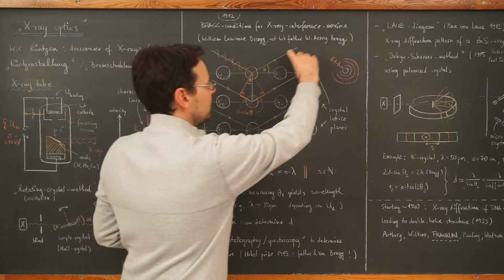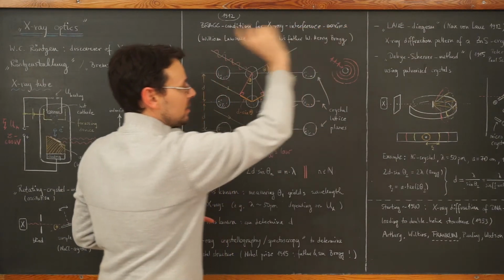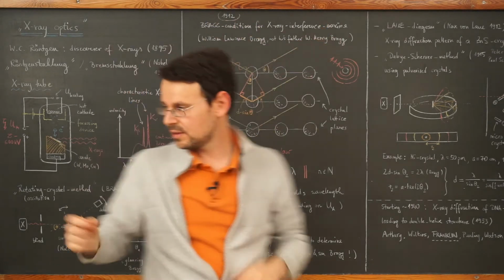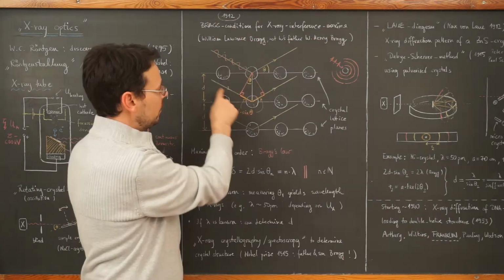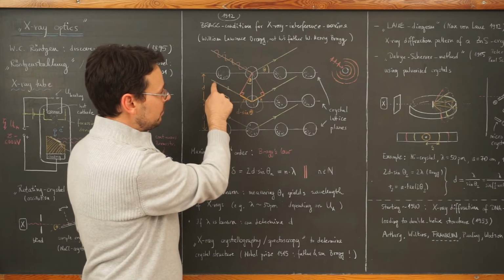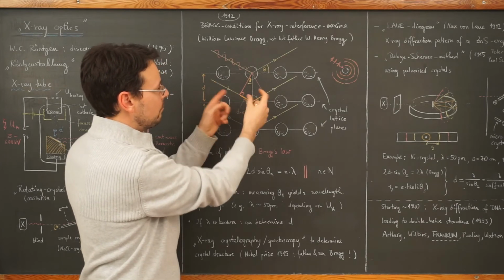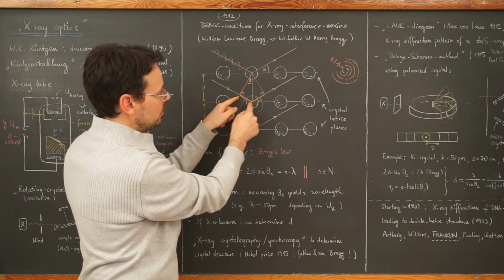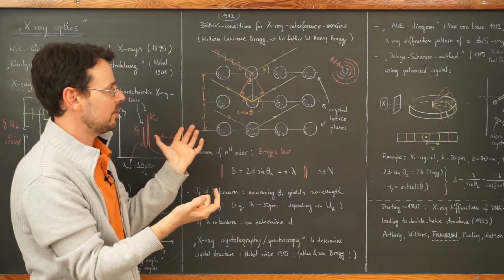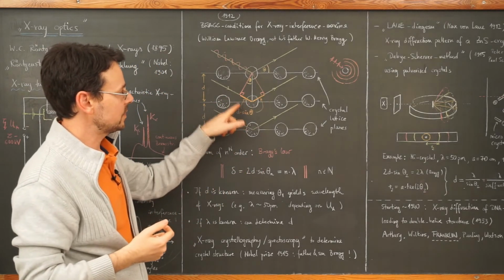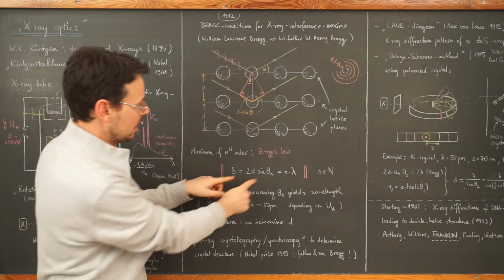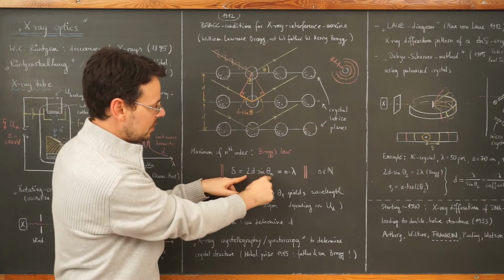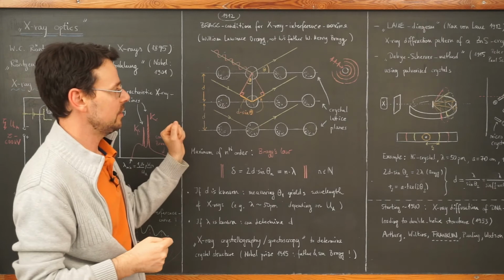And now when these two wave beams meet at the distant detector, then this second wave beam had to travel more than this, these two orange pieces together. So the path difference between these two wave beams is 2 times d times sine of this angle theta.